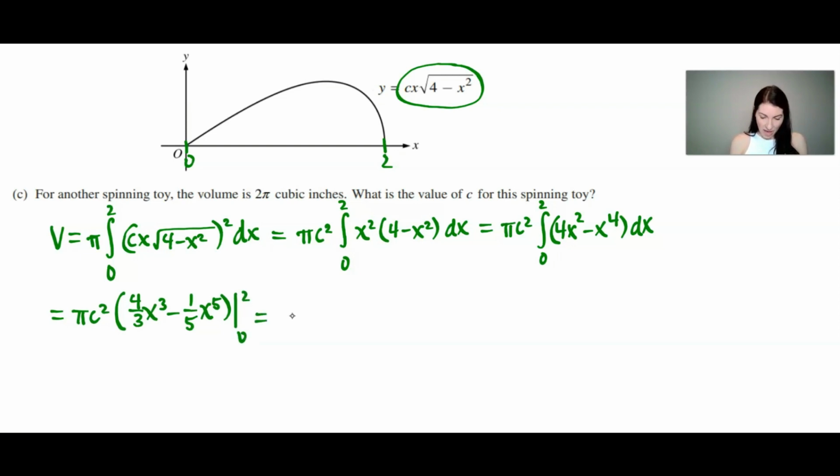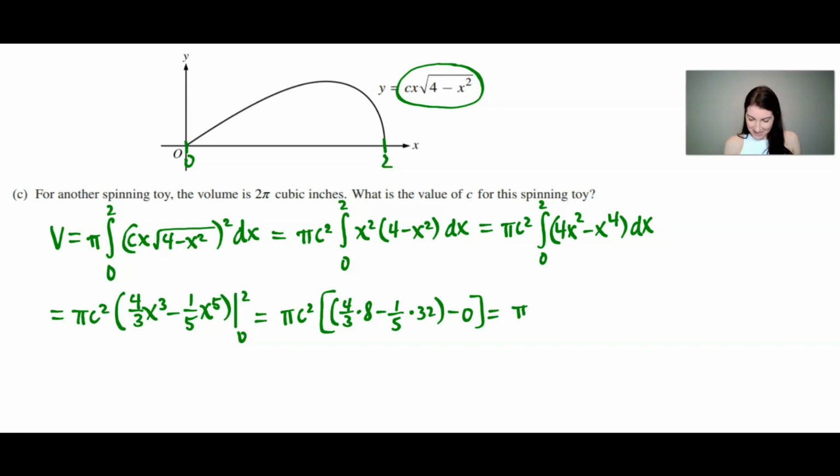So when I do that, I'm just going to keep the pi c squared, keeping that out in front every time. So I would have 4/3 times 2 cubed, which is 8, minus 1/5 times 2 to the 5th, which is 32, and then minus, when I plug in 0, both of these terms are going to end up being 0, so that's really nice. That would just be 0. That's going to make my math a little bit easier. I still have pi c squared, and then I would have 32/3 minus 32/5.